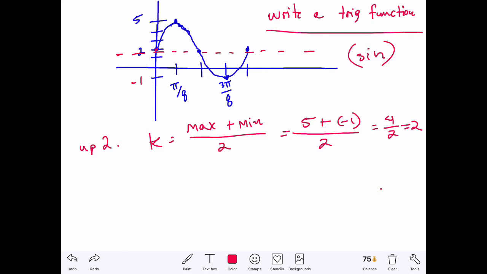Well, let's start by finding b. Well, if I can't tell what a full period length is here, I can always say look at this location right here, pi/8. Well, that's my period divided in 4 parts, isn't it? And that equals pi/8.